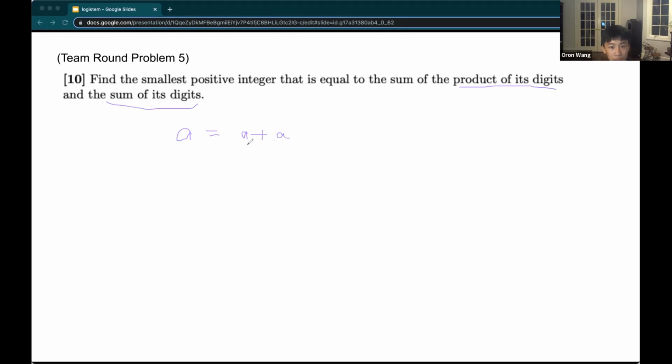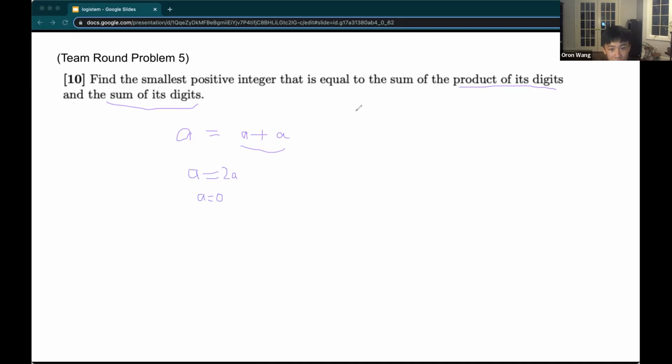And then this is the sum plus the product of its digits. So we can simplify this. A equals 2A. So basically A equals 0, but that's not a positive integer, so it doesn't work.